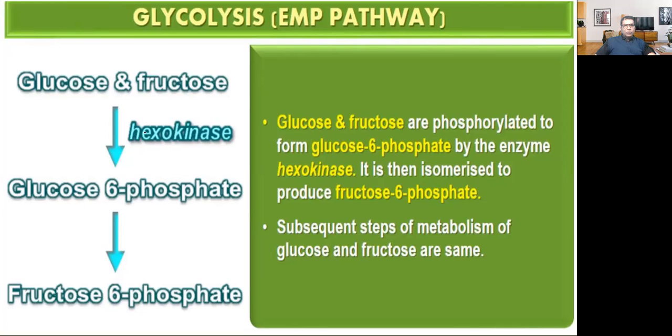Now, glucose and fructose in the presence of the enzyme hexokinase are converted into glucose 6-phosphate. It is then isomerized to produce fructose 6-phosphate. So in this first step, glucose in the presence of hexokinase is converted into glucose 6-phosphate, and glucose 6-phosphate undergoes isomerization and is converted into fructose 6-phosphate.